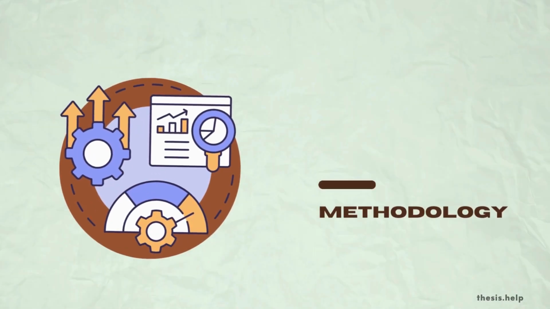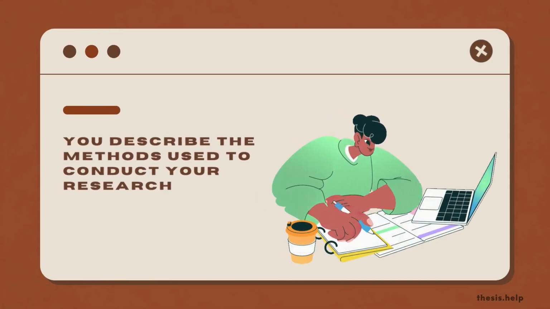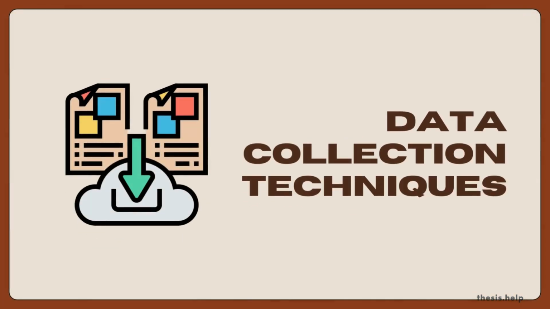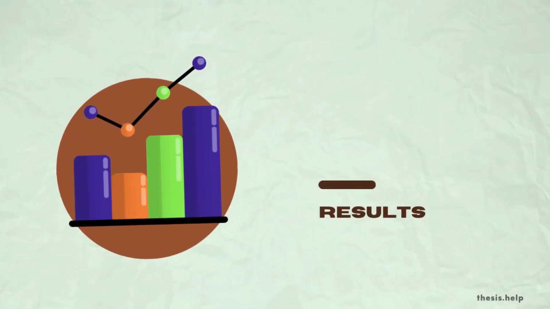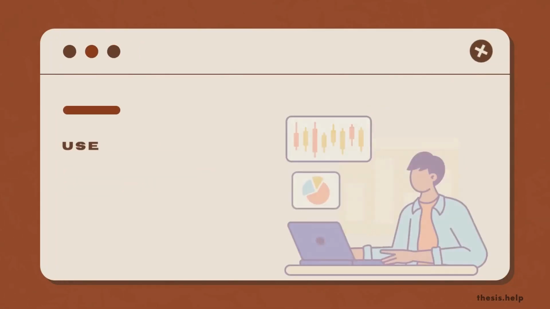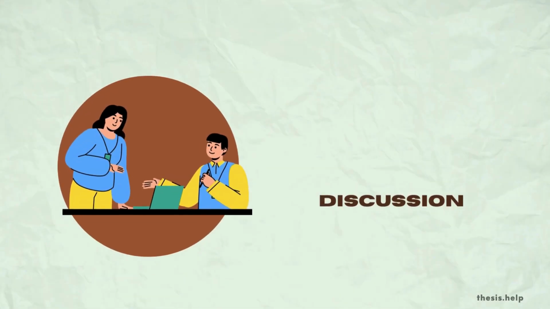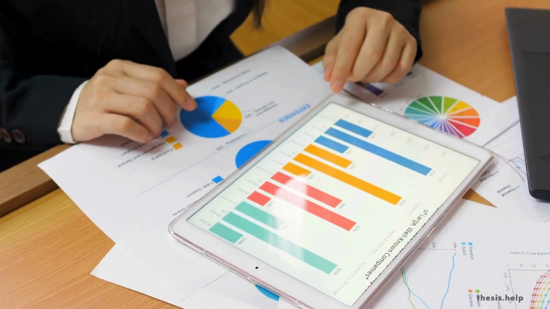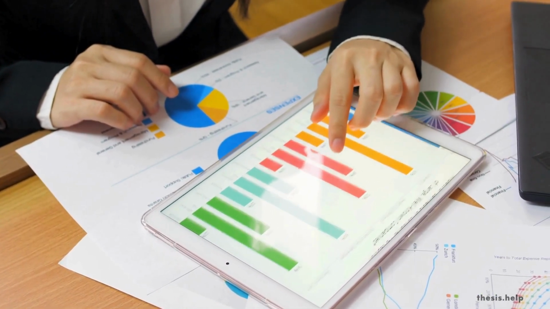6. Methodology. Here, you describe the methods used to conduct your research. This includes the design, data collection techniques, and analysis procedures. 7. Results. Present your research findings in this section. Use tables and figures to illustrate your data clearly. 8. Discussion. Analyze and interpret your results in this section. Discuss how your findings relate to your research question and the existing literature.